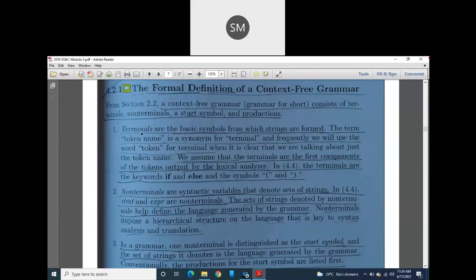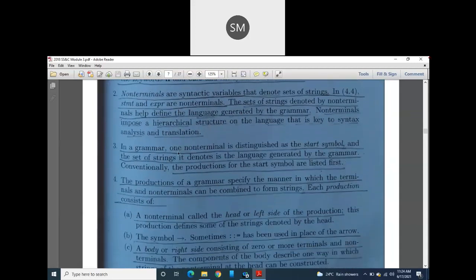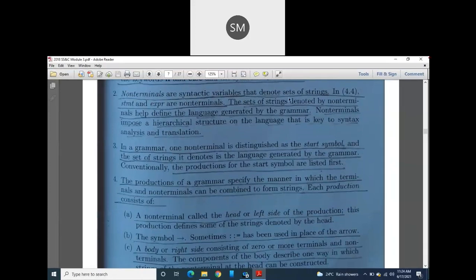So here terminals are nothing but the symbols from which we are going to form or create the strings. Clear? So an alternative word for terminals: you can consider terminals as token names or tokens. Then non-terminals. These are not symbols. These are actually variables, which are going to denote the strings.